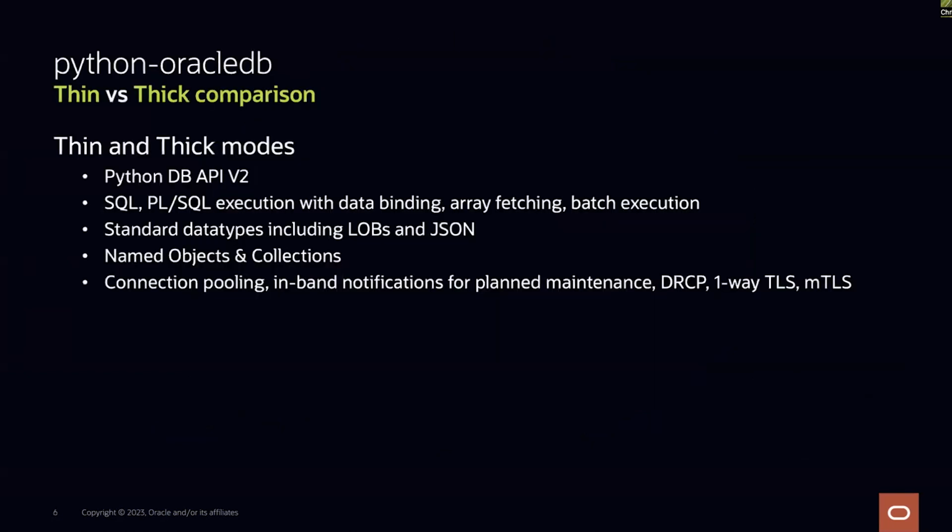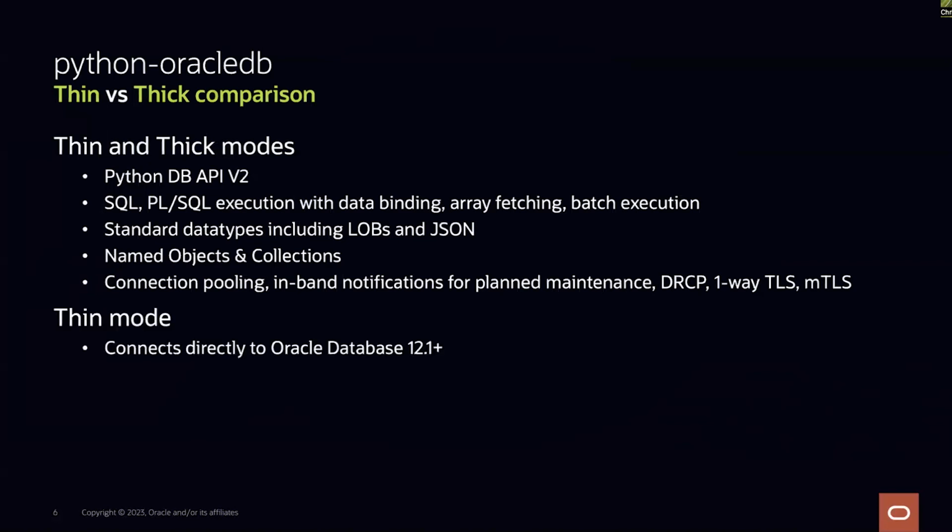So what are thin and thick modes? Well, thick mode really is what cx_Oracle is. Thin mode at this stage is a subset. They both support this DB API v2. They can do SQL. You can do array operations, standard data types, including JSON, very important. Named objects and collections let you do all sorts of things with spatial and pandas and things like that. Has a lot of connection pooling support, or connection support for creating connections, unplanned, planned maintenance. DRCP, I'll talk about that a little later if you don't know what that is, and connections to our various autonomous databases or any database you have TLS enabled.